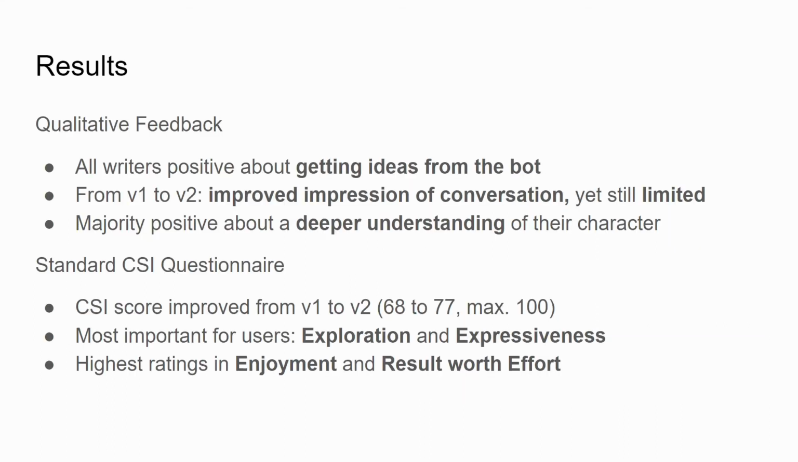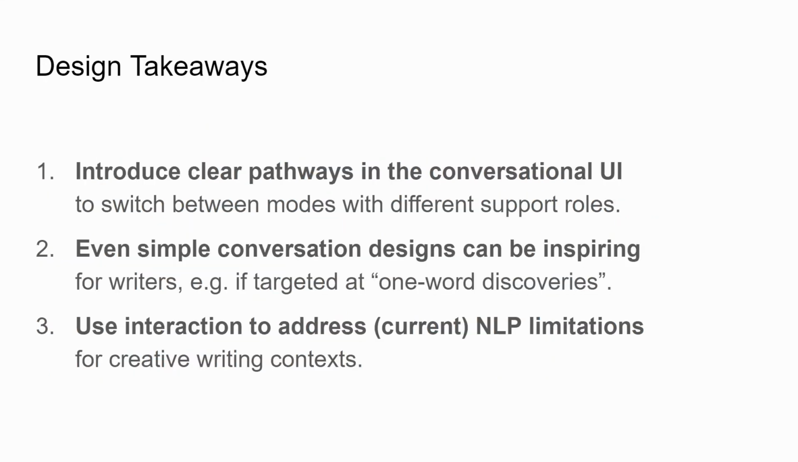Overall, the feedback showed that all writers were positive about getting ideas from the bot. Going from version 1 to version 2 improved the impression of a conversation, yet this was overall still limited. And the majority was positive about gaining a deeper understanding of the character achieved through the interaction with the bot. We also used the standard Creativity Support Index questionnaire, and the score also improved from version 1 to version 2. Most important for users was exploration and expressiveness, and the highest ratings were achieved in the categories enjoyment and results worth effort. For more results, please refer to the paper.